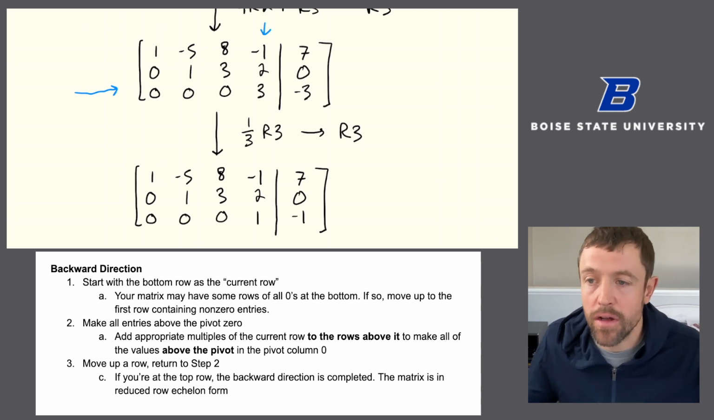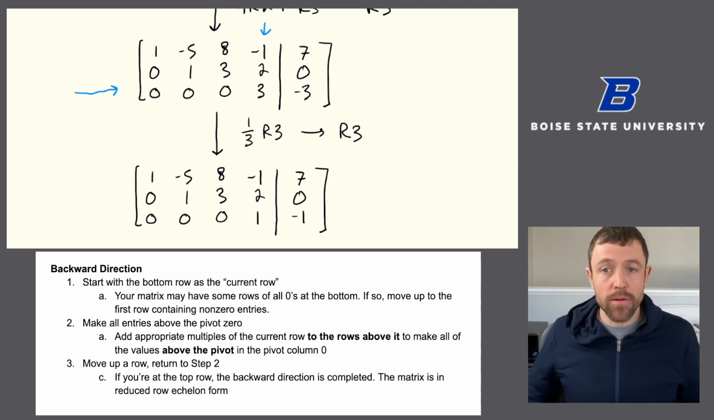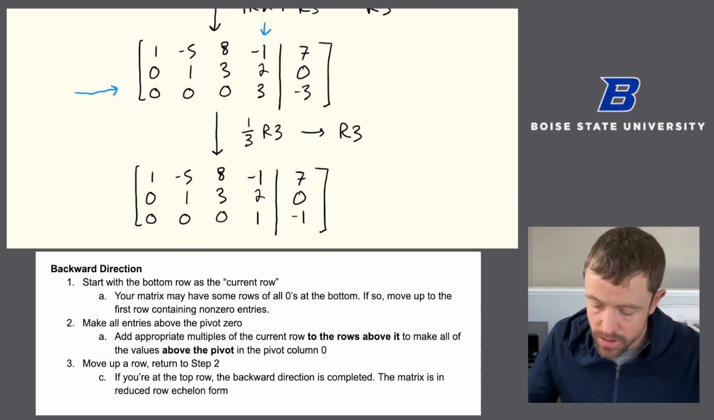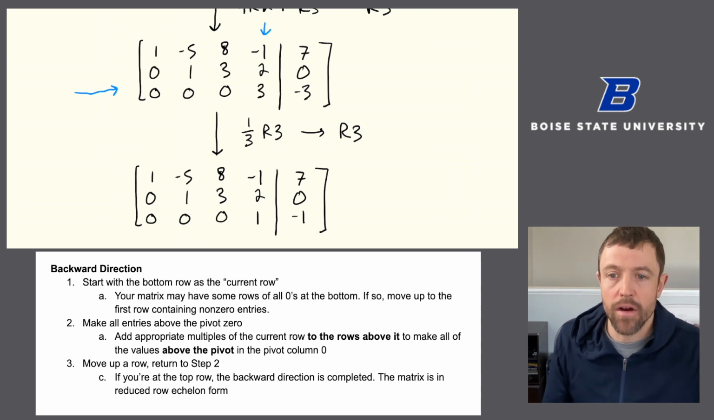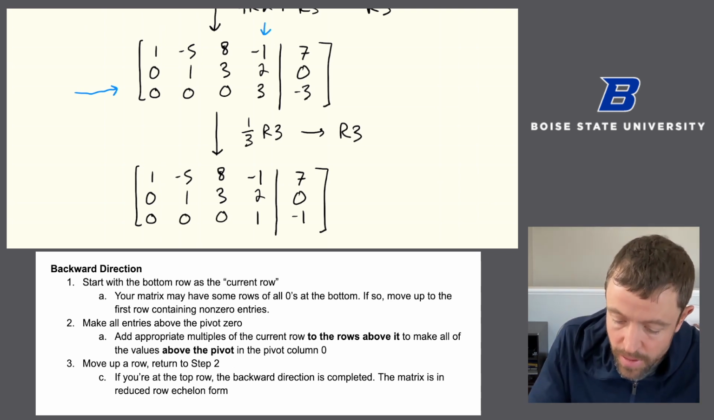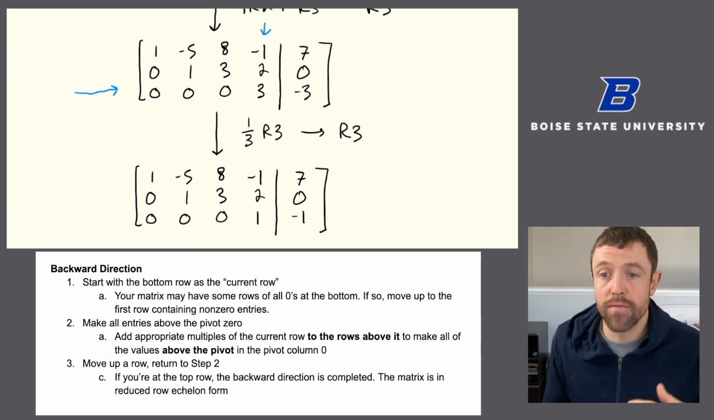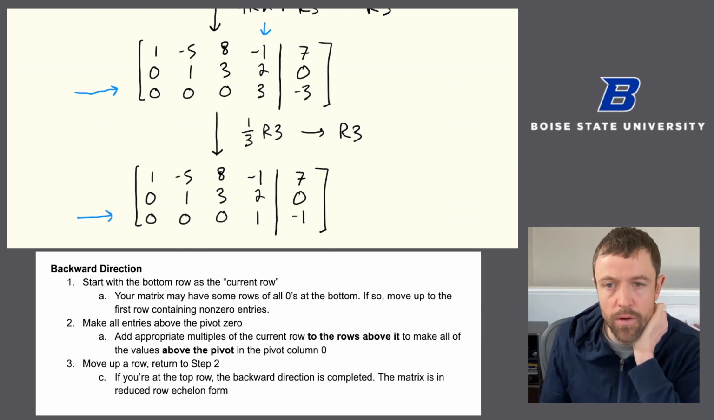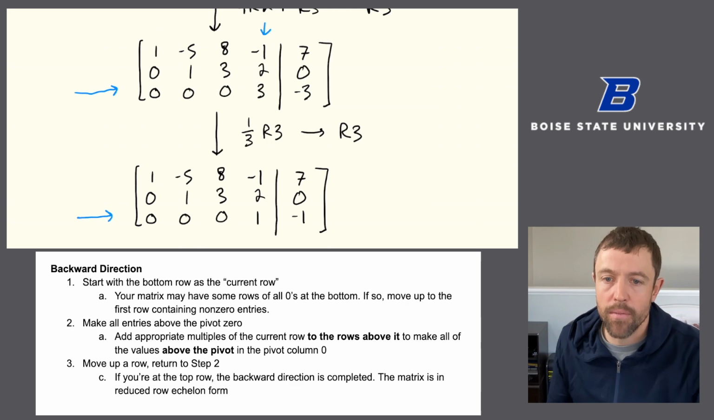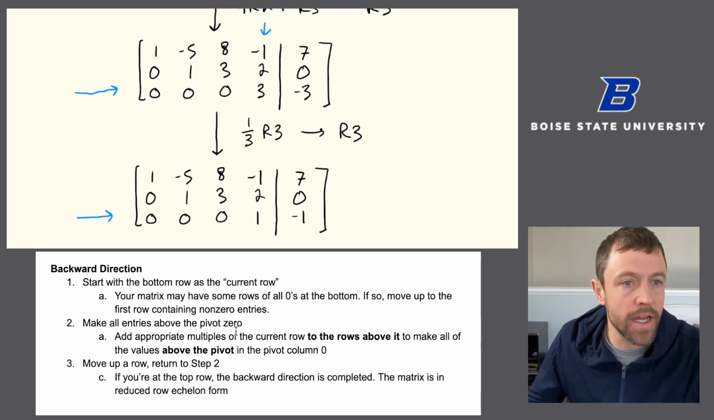And we can actually fit it all onto one screen. So in the backward direction, we're going to work bottom to top. So we have this matrix. This is where we finished our forward direction. And our current row is going to be the bottom row. If you have a bunch of zeros at the bottom, you go up to the first row that doesn't contain a bunch of zeros. So we're going to start with this bottom row. And what we want to do is make all of the entries above the pivot 0.